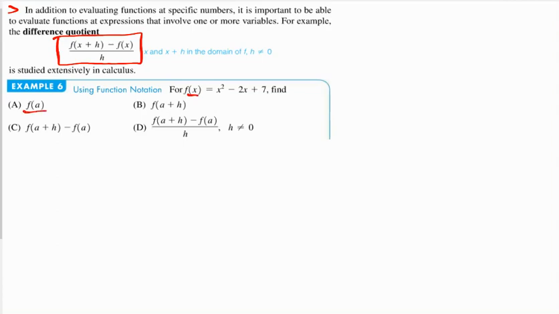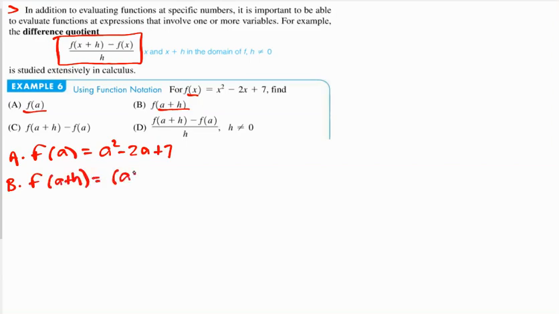f of a, and that simply means replace all x variables with a. So part A will give us the result. F of a is equal to a squared minus 2a plus 7. Part B says replace all x variables with a plus h. So f of a plus h will equal a plus h in parentheses squared minus 2 times a plus h plus 7.